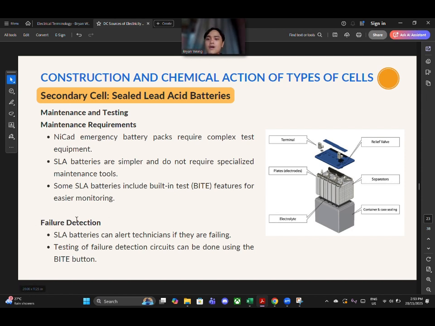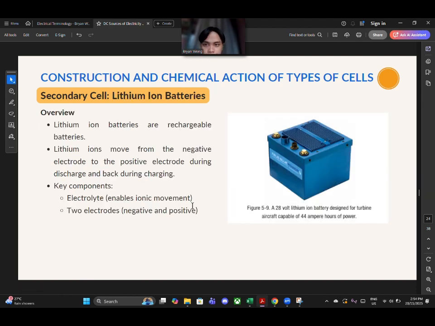How about failure detection? Sealed lead acid batteries can alert technicians if they are failing, so it's much better. Sealed lead acid battery is much better than nickel cadmium battery. Testing of failure detection circuits can be done using the built-in test button.